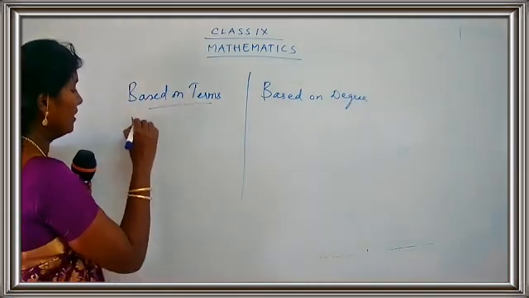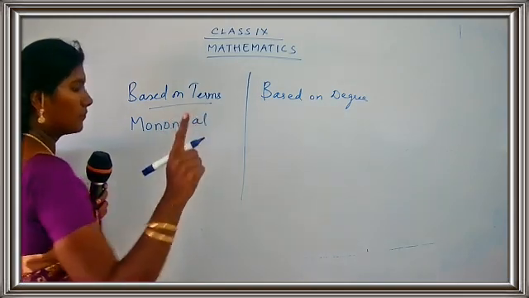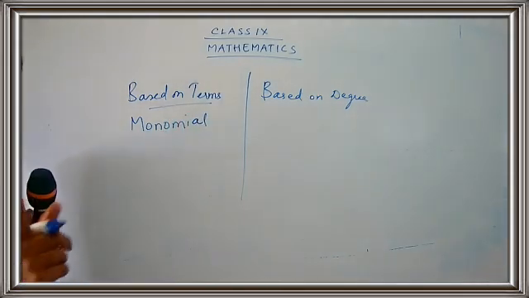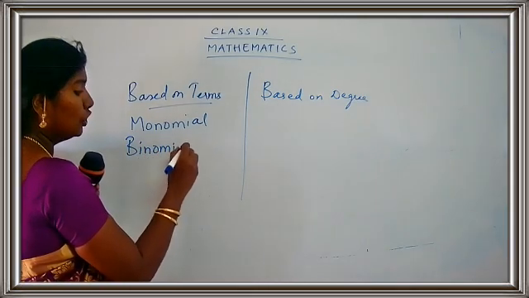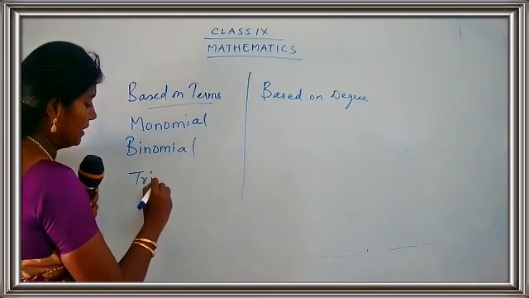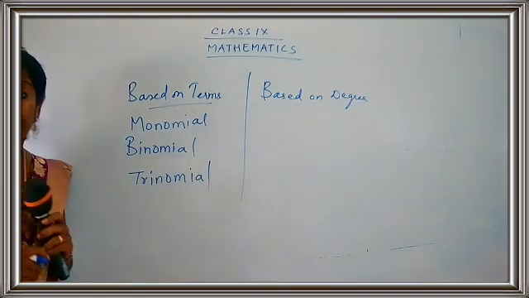First is monomial. Monomial means one term. The polynomial has only one term. Binomial, the polynomial has two terms. And trinomial, trinomial means the polynomial has three terms.